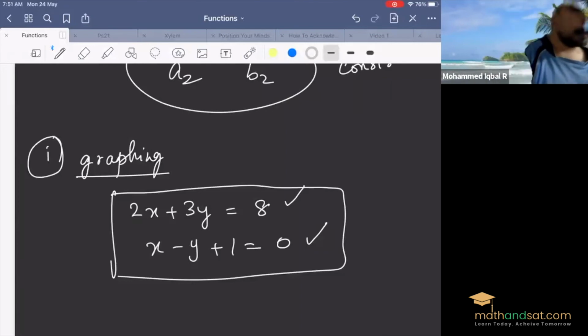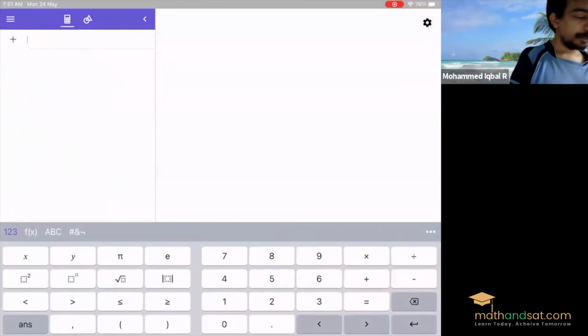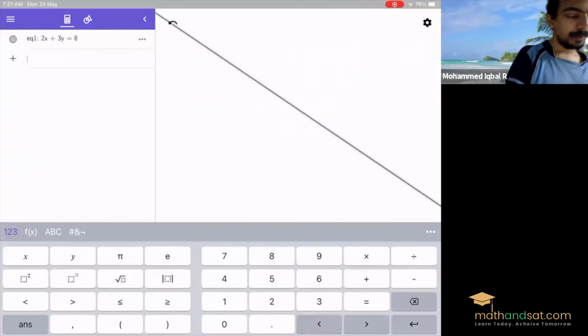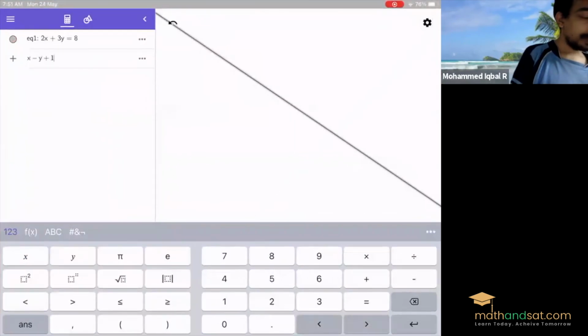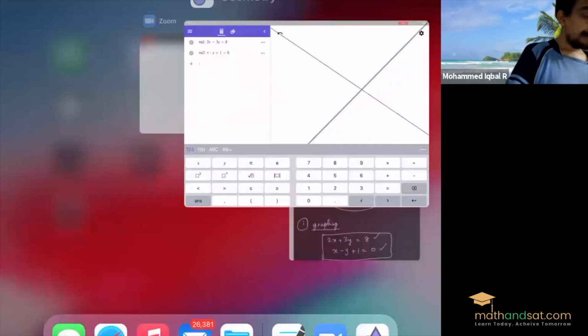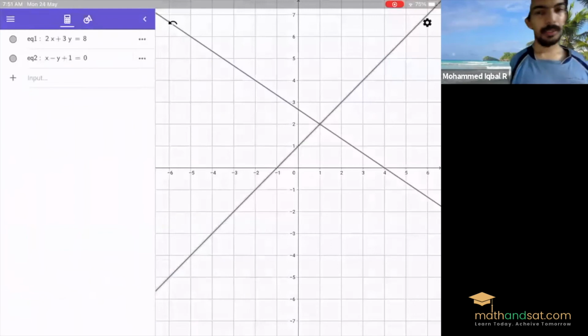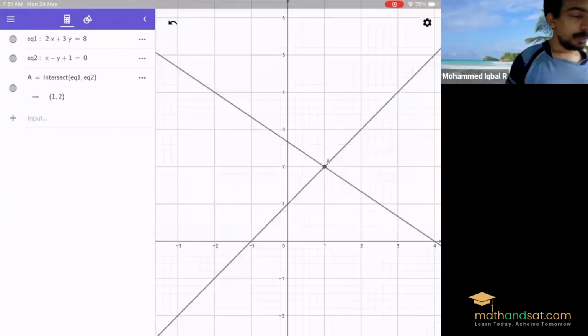Let's see. So let's plug in the values here. We have 2x plus 3y equals 8. We have x minus y plus 1 is equal to 0. Now look at the solution. What do you think is the solution? What is the solution point? What is the point A? The point where these two intersect.